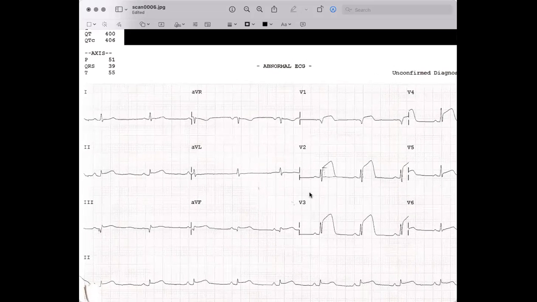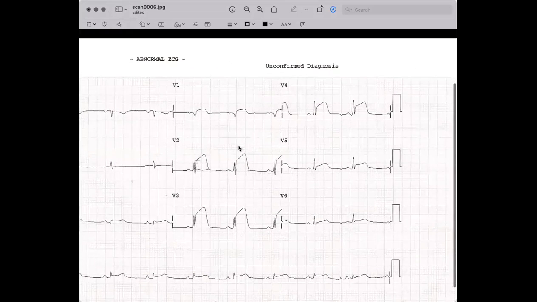The thing that we did not talk about, which we're going to cover in a session about localization of the infarction, is what each lead represents. To remember it, leads 2, 3, and aVF are considered which wall? Inferior. Lead 1 and aVL are considered high lateral. Correct.